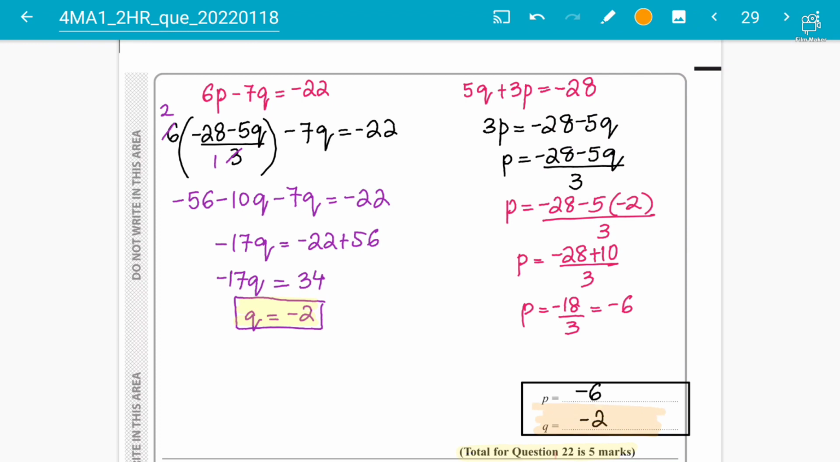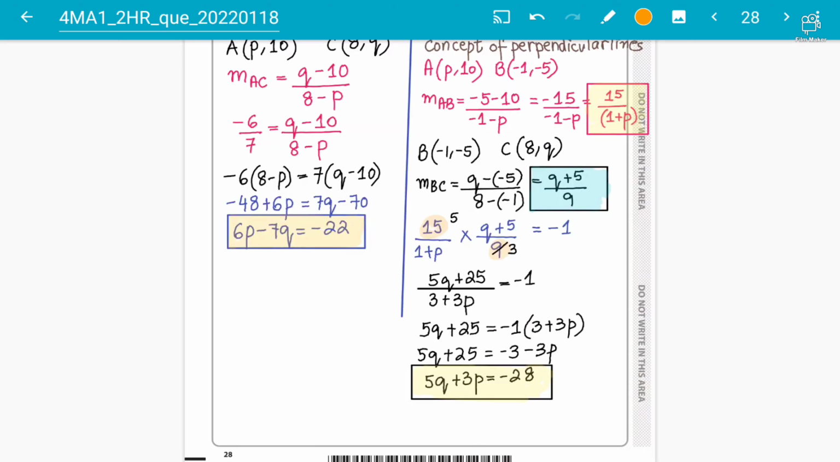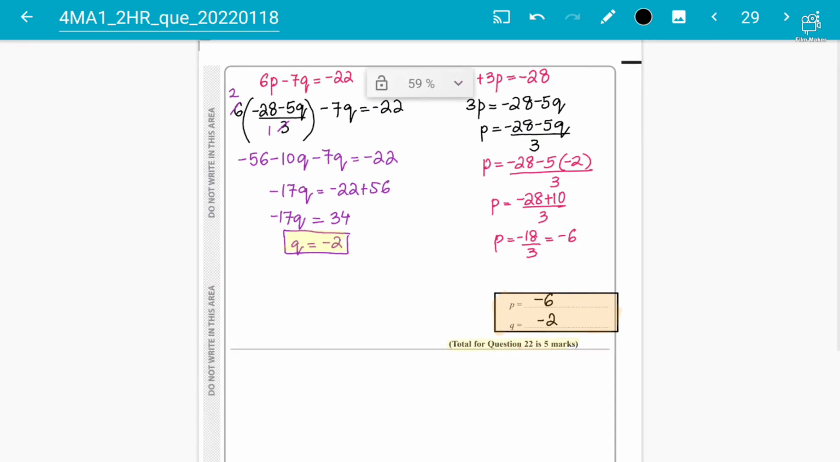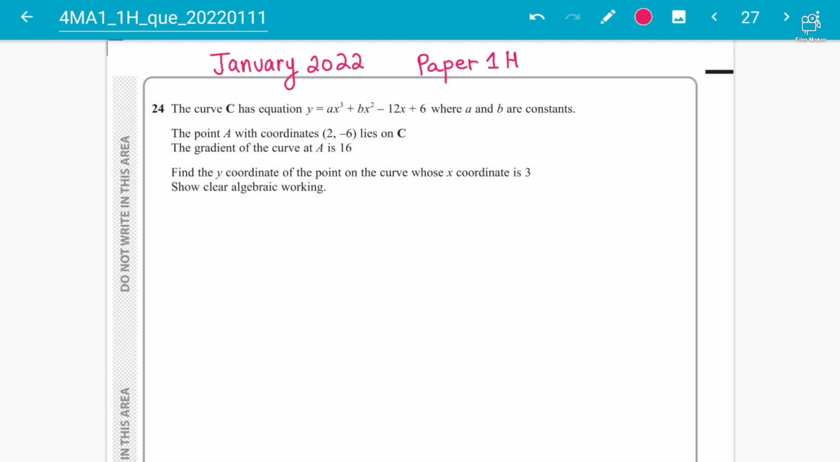If the student got the concept of perpendicular lines and the gradient thing, the question becomes easy, and then you just have to do simultaneous equations. Okay, so this is how the question of January 2022 paper 2HR in a nutshell looks like, students. Moving forward, students, let's discuss another question from the same January 2022 paper for the Pearson Edexcel GCSE 4MA1.